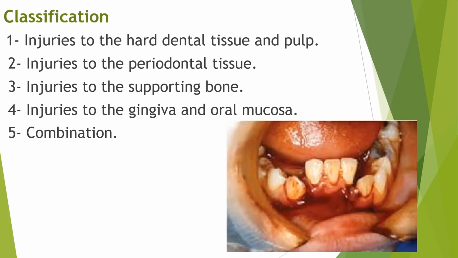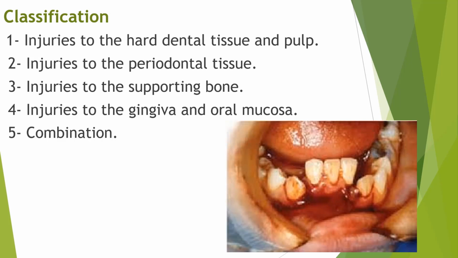هسه نحكي how we classify the dentoalveolar fracture. مثل ما قلنا بالبداية, dentoalveolar fracture يعني إما fracture to the teeth alone, or fracture to the bone alone, or fracture to the soft tissue alone, or a combination of these fractures. So we can classify dentoalveolar fracture into: أولا, injury to the hard dental tissue of the tooth and the pulp. Second, injury to the periodontal tissue surrounding the teeth. 3, injuries to the supporting bone, whether maxilla or mandible. 4, injuries to the gingiva and oral mucosa. 5, combination of more than one of these fractures.